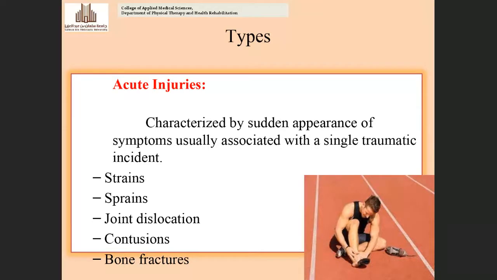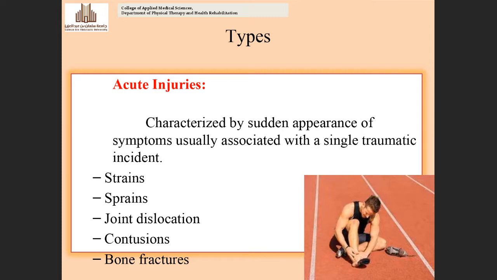Now let me explain about the acute injuries. It is characterized by sudden appearance of symptoms, usually associated with a single traumatic accident. So acute injuries means it happened in a single incident, right? If the force is very high, or if there is a strong accident, or any strong collision, it may lead to injury. It may produce the injury. So you can say it is an acute injury, right?